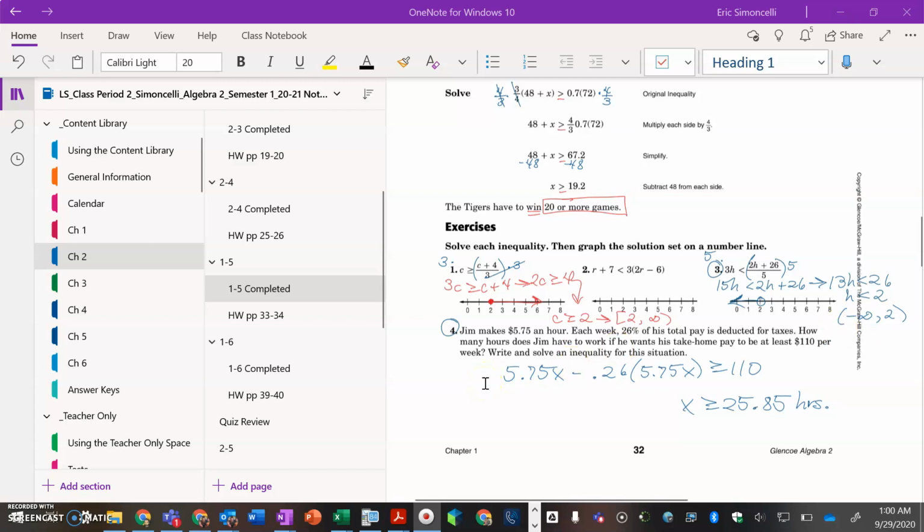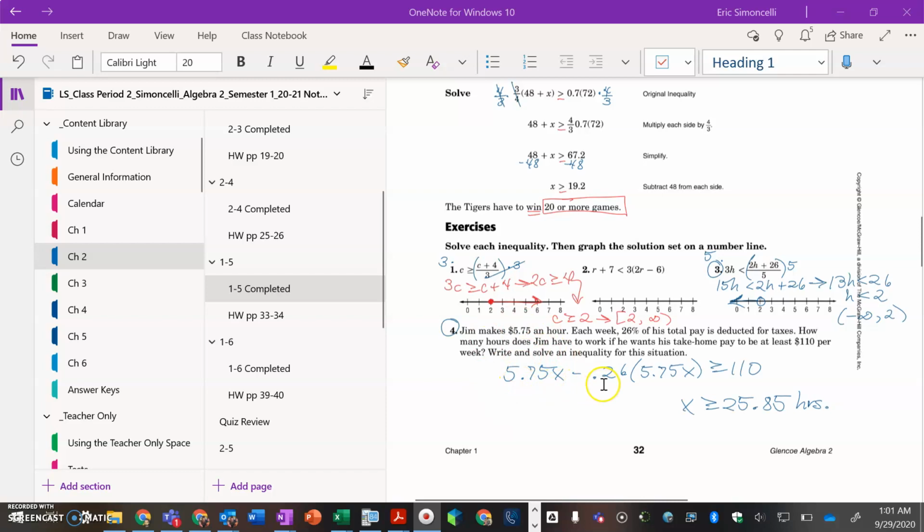Okay, number 4. Jim makes $5.75 an hour. Each week, 26% of his total pay is deducted for taxes. How many hours does Jim have to work if he wants his take-home pay to be at least $110 per week? Write and solve an inequality for this situation. So here, this represents the number of dollars, in this case the dollars per hour, times the number of hours, technically. So that will end up being a dollar amount.